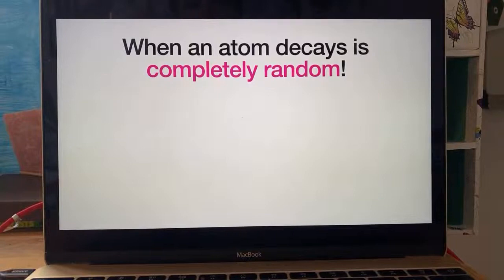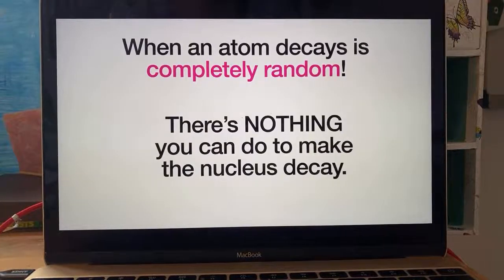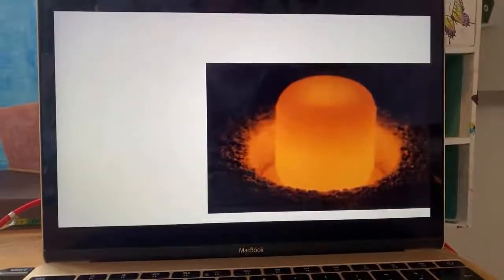Okay, so when an atom decays, it's totally random. Completely random. There's nothing you can do to make a nucleus decay. You can't get an unstable nucleus and just give it a shake or hit it with a hammer. There's nothing you can do. It's just totally random. Nobody knows when that nucleus is going to emit radiation. All right? Good. Glad we sorted that out.